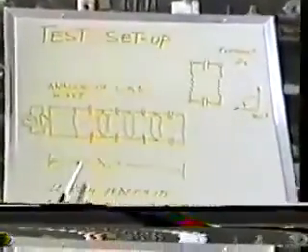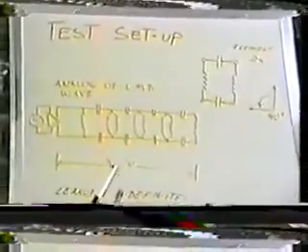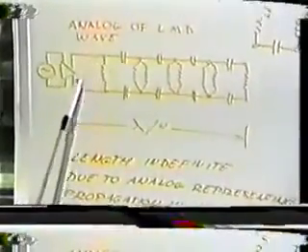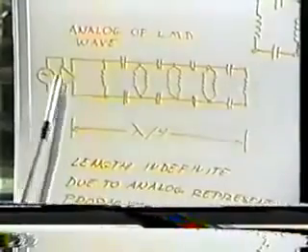Okay, our test setup again. We've taken our element and rotated it 90 degrees to give us longitudinal rather than transverse flow. But of course, still using the same components in the element. We have our same amplifier oscillator arrangement. The amplifier is producing about the same amount of power as before.